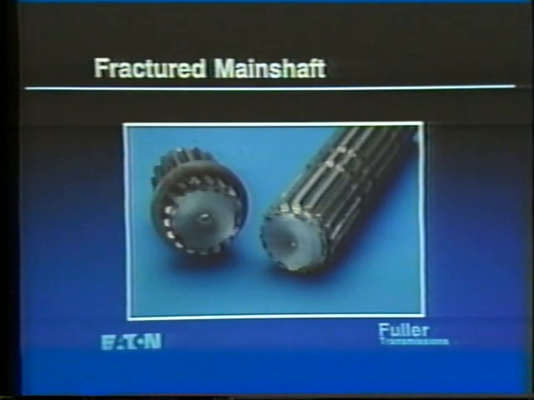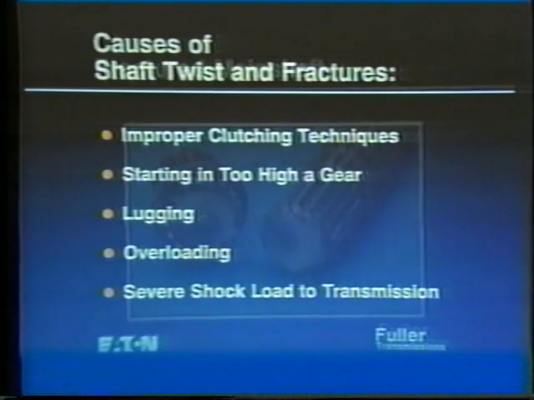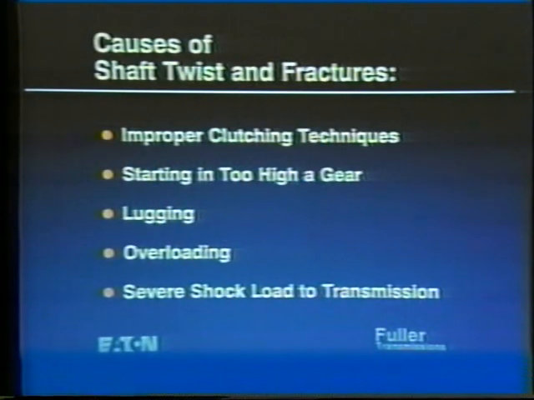As with gear teeth, shafts may also fracture as a result of shock or fatigue. Impact fractures may appear as either jagged or smooth at the break surface, but both types lack beach marks. Fatigue fractures can usually be identified by the presence of beach marks. Some common causes of shaft twists and fractures are improper clutching techniques, starting in too high of a gear in either the main or auxiliary section, lugging, or a severe shock load to the driveline and transmission.